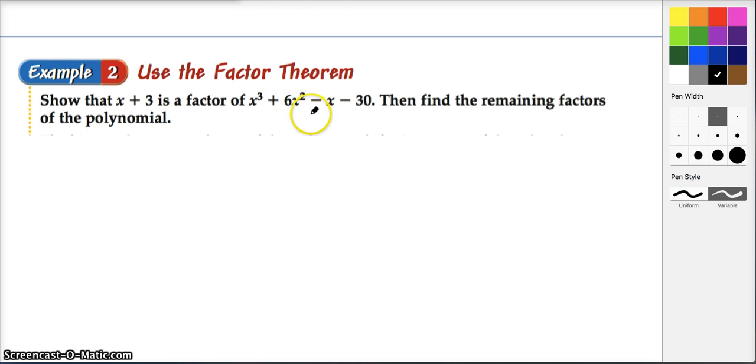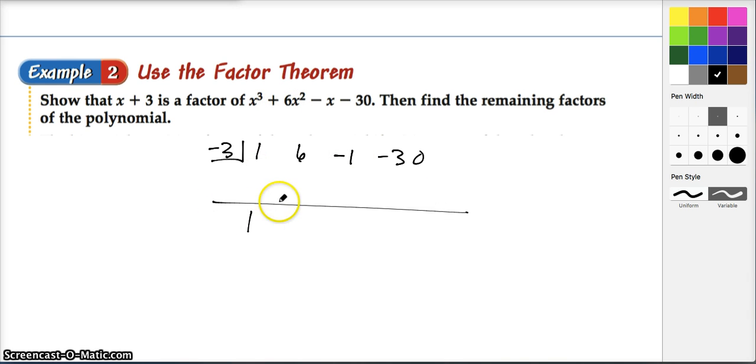Negative 3 is the value we're going to plug in. So we're going to plug in negative 3 and do some synthetic substitution, or we can think about it as synthetic division too. Let's think about it as synthetic division. We're going to divide by taking the lead coefficient 1, 6, negative 1, and negative 30, just eyeballing it, making sure we're going in descending order and there's nothing missing, and we're good.